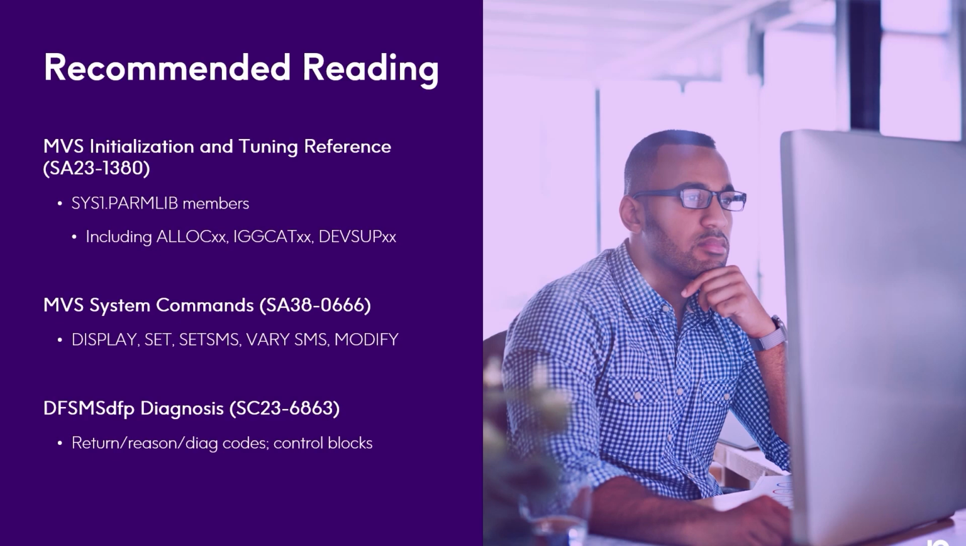In fact, there are several other members, and all of this is documented in the MVS initialization tuning reference. All of the SYS1.PARMLIB members are in there, so not only IGDSMS00, but you may want to look at the allocate member, the IGGCAT member, and the device support member. Or you may want to look at the MVS system commands for display and SET SMS commands, and all of the volume selection diagnostic information that we looked at, we can find in the DFSMS DFP diagnosis guide. So there's lots of documentation on this stuff.